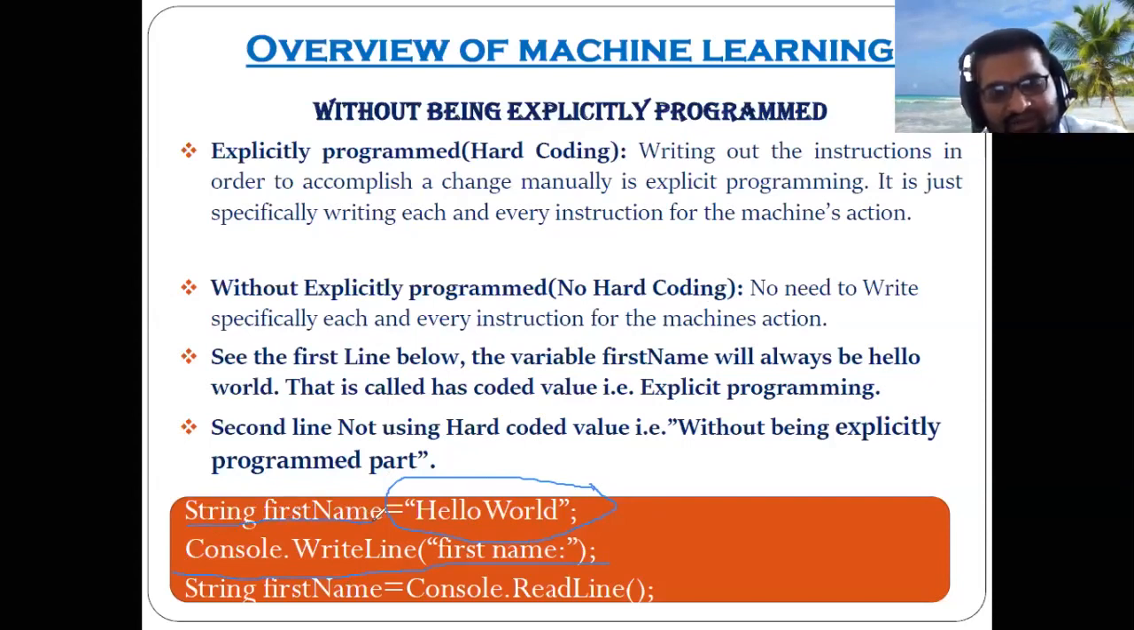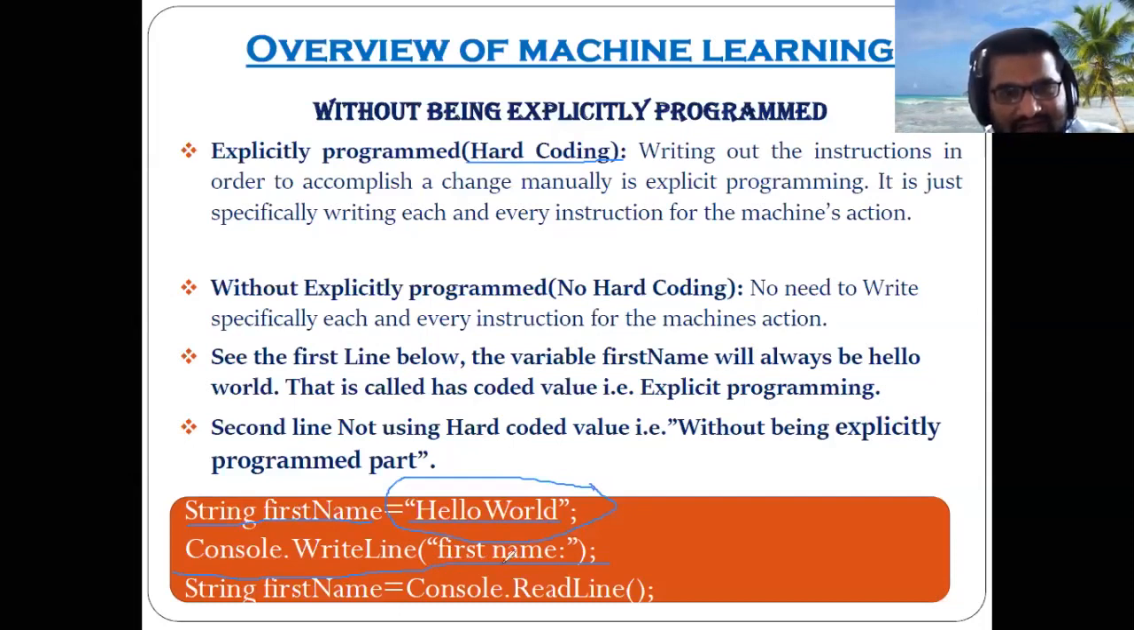You are getting what I'm saying? Manually you have to do the changes here in order to modify the value of first name, and that is called as what? The hard coding. Got the point? Okay, sir. I am trying to simplify it. And in case of the second one, there is no need to change the value because you are asking the value from the user. You are getting what I am saying?